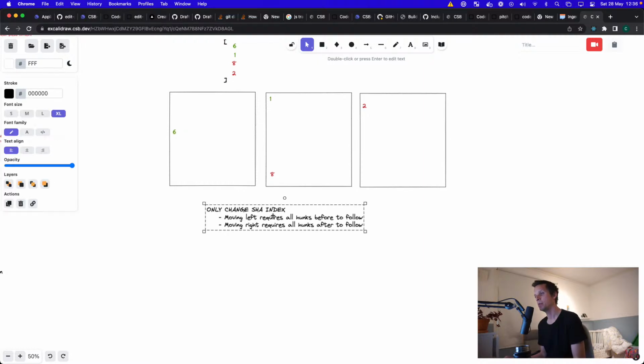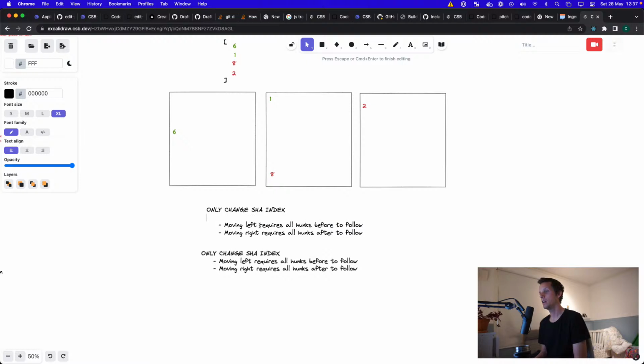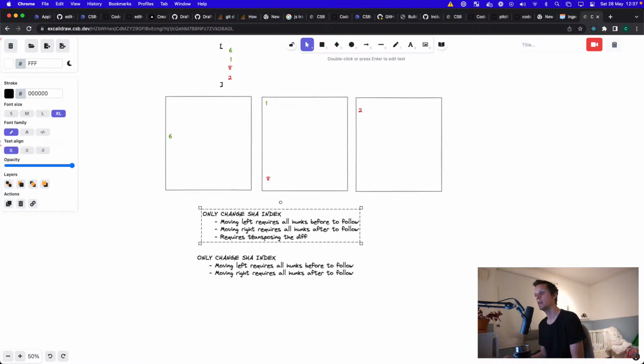Okay, so what happens now if we only change the SHA index, that's it. Yeah, maybe we should add that. It requires transposing the diff. So even though the file contents are produced correctly with these constraints, we still have to transpose the diff. Because if I move this addition over here, even though it first adds on line 6 and then adds on line 1, the actual diff isn't correct anymore, because now this is actually on line 7.